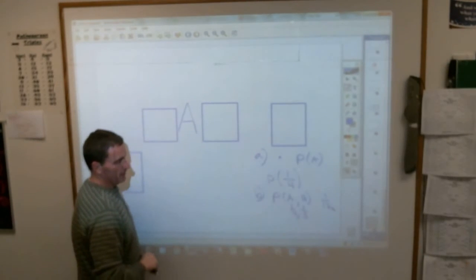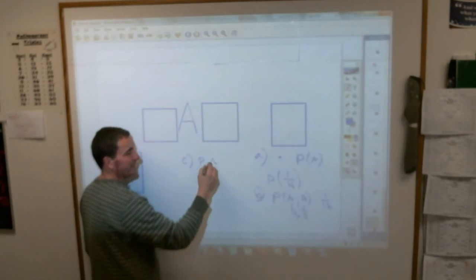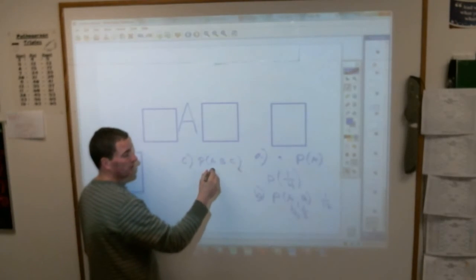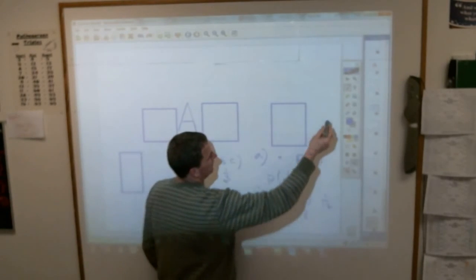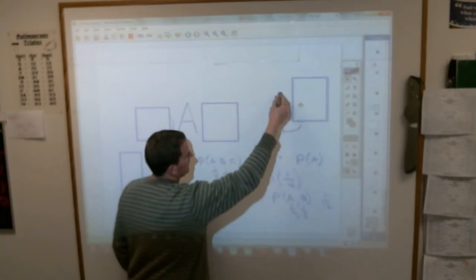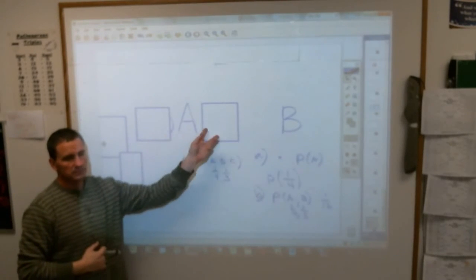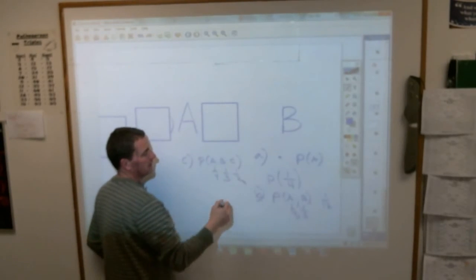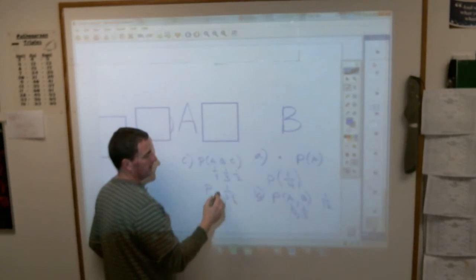Correct? And then letter C says, what's the probability of turning an A, a B, and then a C? A is still 1/4, B is still 1/3, but if you've already picked the B, what are your choices of picking a C? There's two left turned over, and only one of them is the C. So your probability of doing those three in order is 1 out of 24.